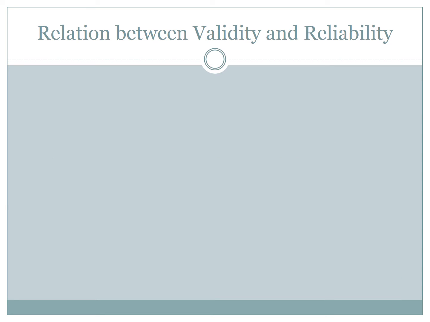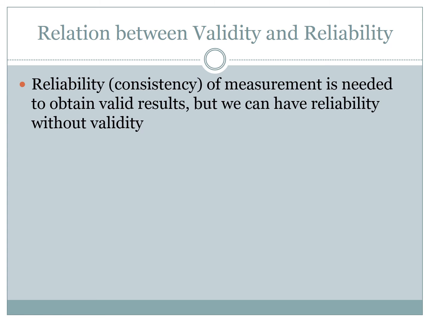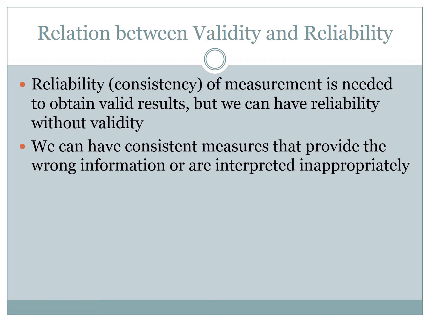An important point to note yet again is the relationship between validity and reliability. Reliability, consistency of measurement, is needed to obtain valid results. In other words, you have to have reliability before you can have validity. But you can have reliability without validity. So you can measure something consistently, but be measuring the wrong information or using it inappropriately. So again, you have to have reliability to obtain validity, but you don't have to have validity to obtain reliability.